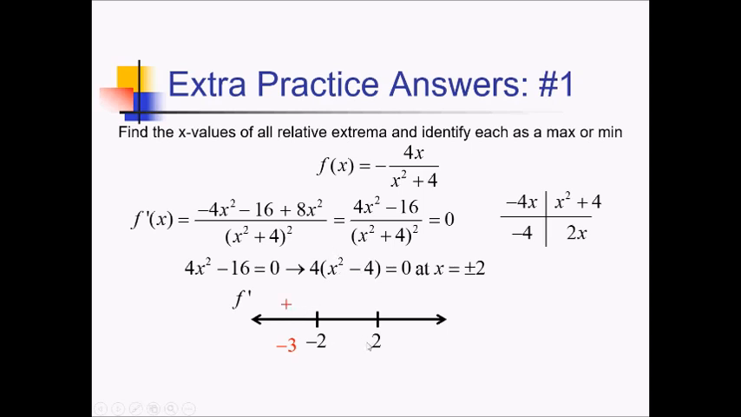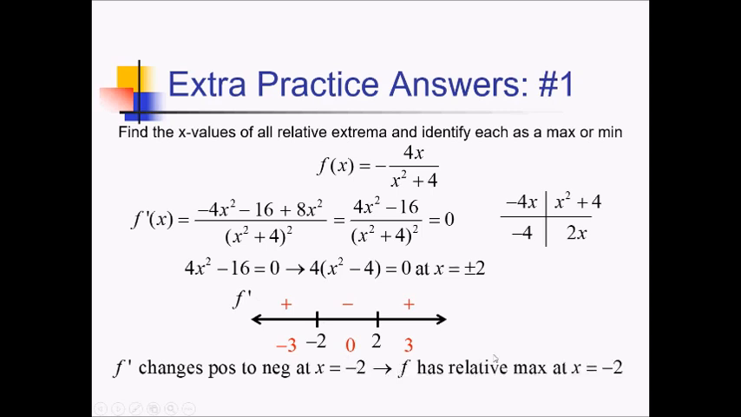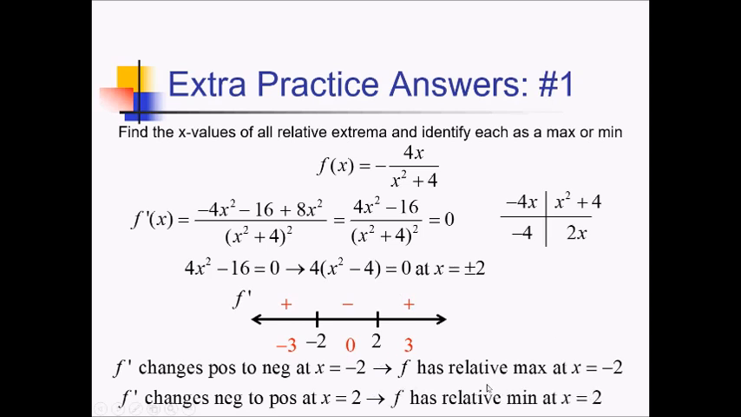Now between negative and positive 2, I can use 0. That's going to be 0 minus 4, which is negative. And then after 2, I'll use 3. That's again 9 minus 4, which is again positive. Now I notice in terms of f prime signs that f prime is changing from positive to negative at x equals negative 2. Therefore, f has a relative max at x equals negative 2. And f prime is changing from negative to positive at x equals positive 2, giving f a relative min at that spot.